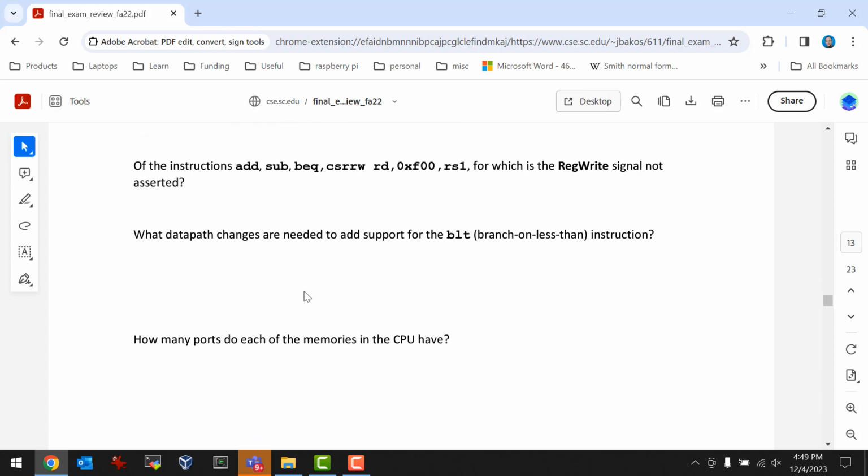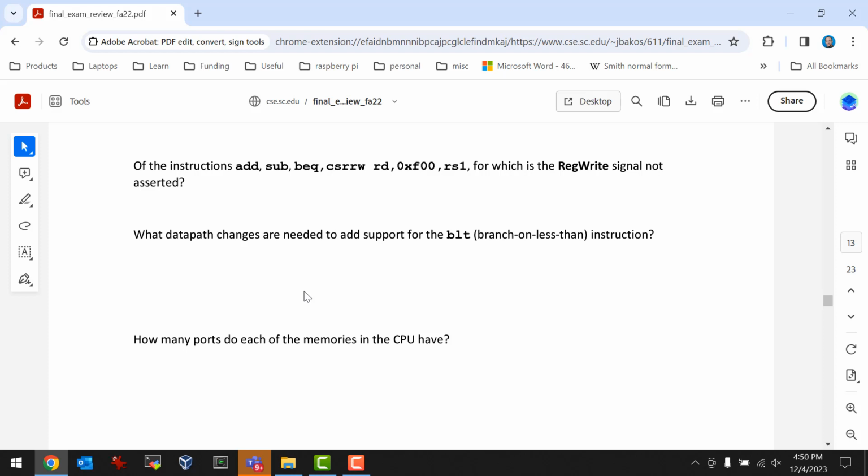Of the instructions add, subtract, branch if equal, CSRW, and then I give the CSRW parameters there. That's reading the switches, right? For which is the reg write signal not asserted? Branch if equal, right? Branch if equal doesn't write the register file, right? You guys know that, right?